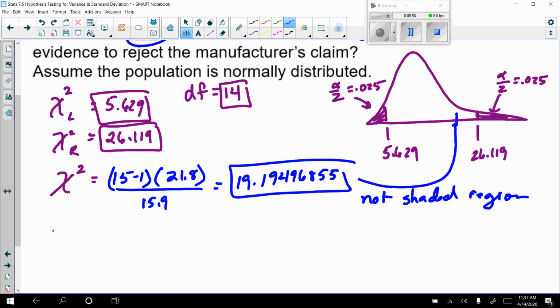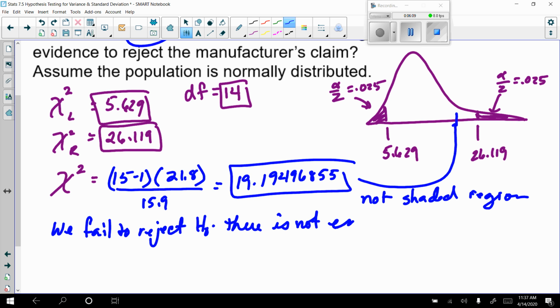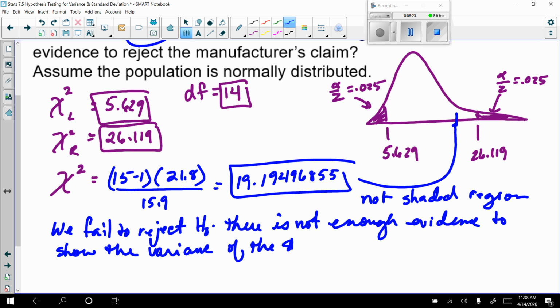which means we fail to reject the null hypothesis. There is not enough evidence to show the variance of the strength of the fishing line is not 15.9.